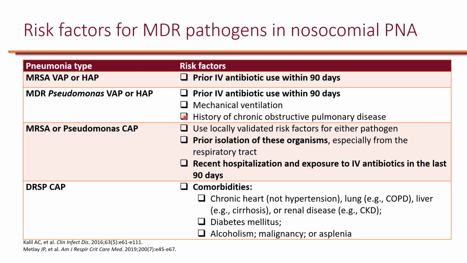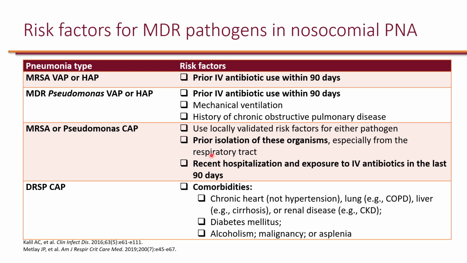Now, for multi-drug-resistant Pseudomonas, 2 other risk factors include mechanical ventilation as well as history of chronic obstructive pulmonary disease. Now, when we look at the guidelines for CAP, you can see that for MRSA or Pseudomonas, they actually recommend to use a locally validated risk factor for either pathogen. So it really depends on the hospital because they couldn't find a validated risk factor that will work across the country. And one strong risk factor for MRSA or Pseudomonas is actually a prior history of isolation of these organisms, especially if it's in the respiratory tract.